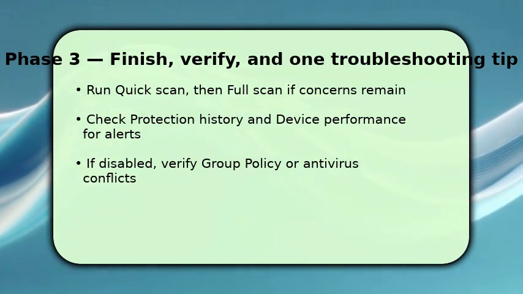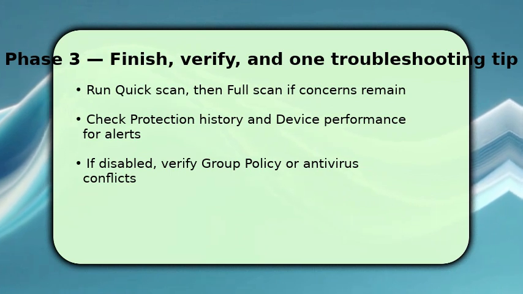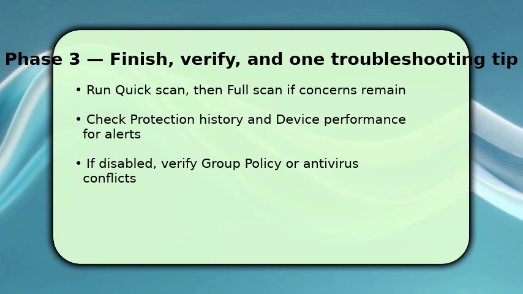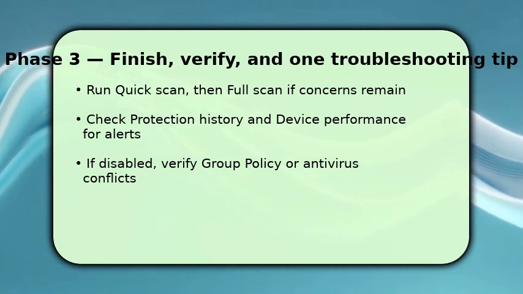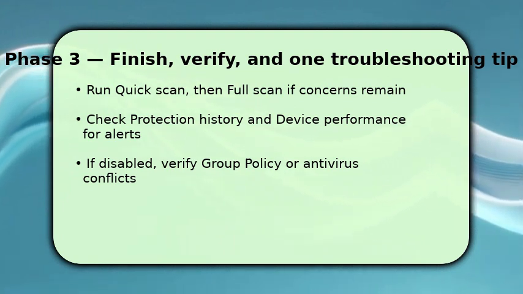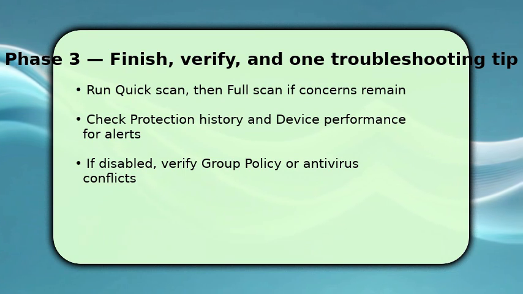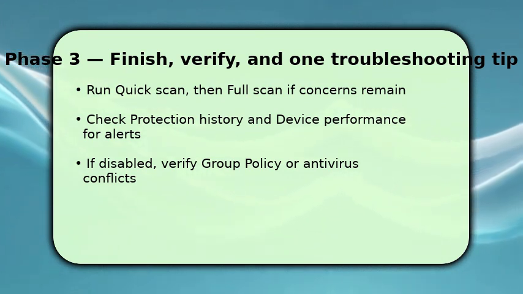If Windows Defender remains disabled, make sure no third-party antivirus is active. Windows will disable Defender when another AV is installed. Also verify group policy, run gpedit.msc, and check Computer Configuration, right arrow Administrative Templates, right arrow Windows Components, right arrow Microsoft Defender.